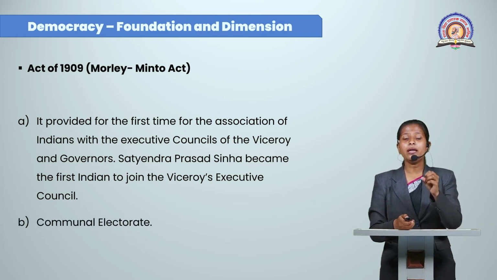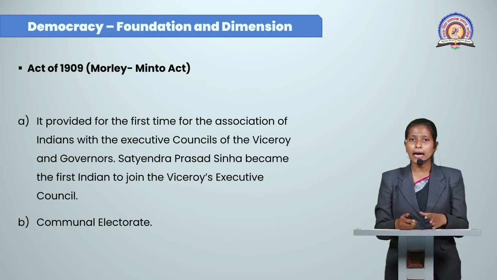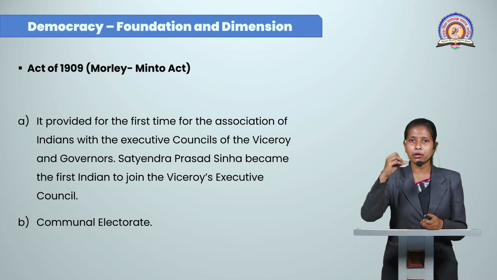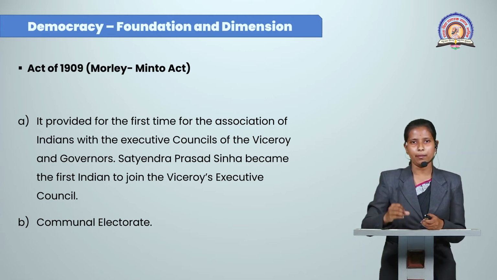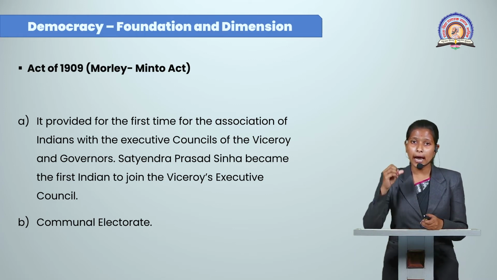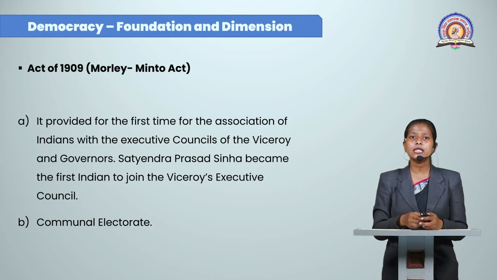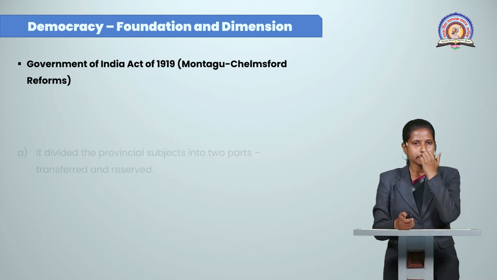And the communal electorate, this idea was put forward by Morley-Minto. It means that if an area consists only of a particular religious community, for example Muslims, only a Muslim can be the representative and only Muslims can elect that member. This is the communal representation, and at that time only Muslims were given this authority of the communal electorate, meaning a special elective representation.